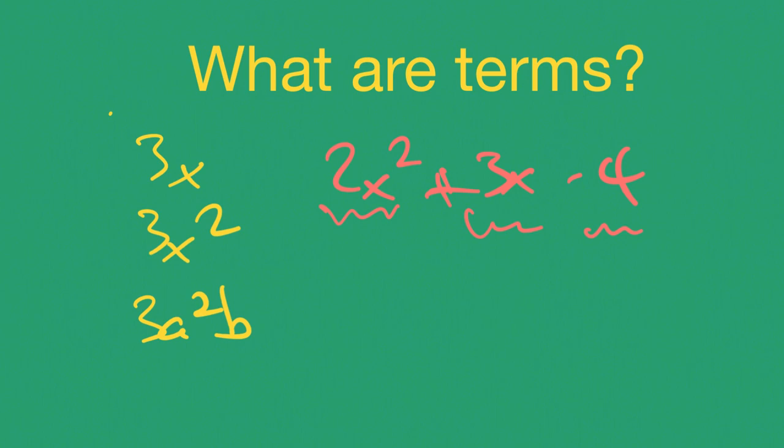If they're separated by pluses and minuses, what about multiplication and division? Well, you'll have some separate terms there, but in general, terms are generally separated by pluses and minuses when we're talking about algebraic expressions, okay?